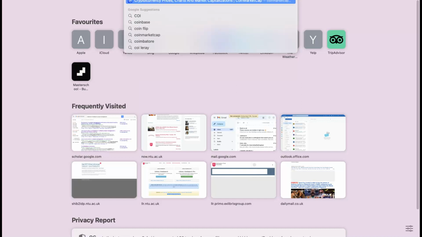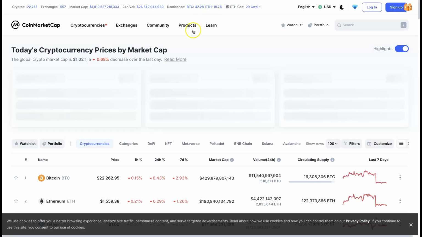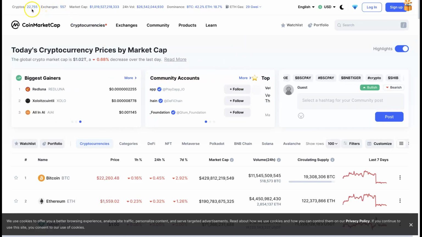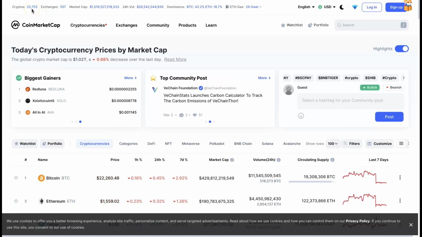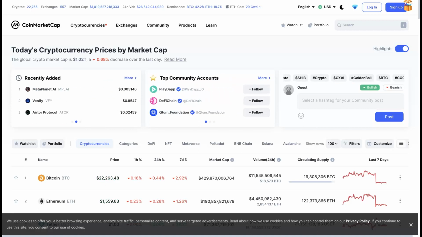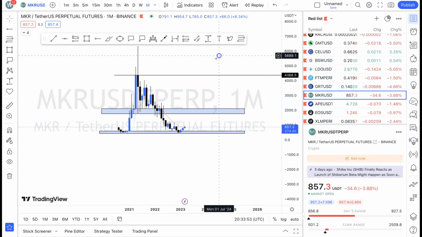If you go to coinmarketcap.com, you'd see that projects are coming out every day, new listings. We now have 22,000 cryptocurrencies. So when a new project comes out, attention moves to that project. So most projects do not recover.